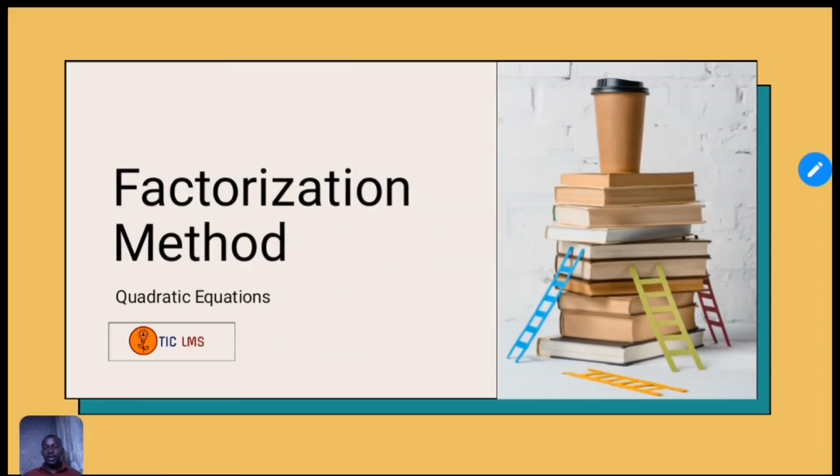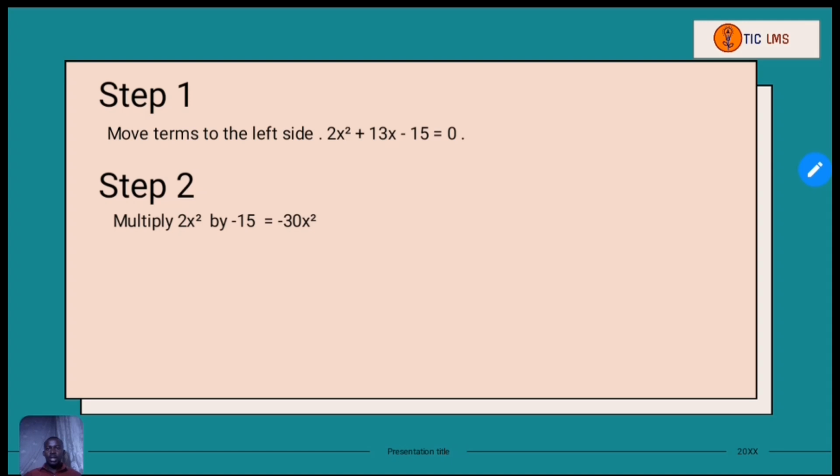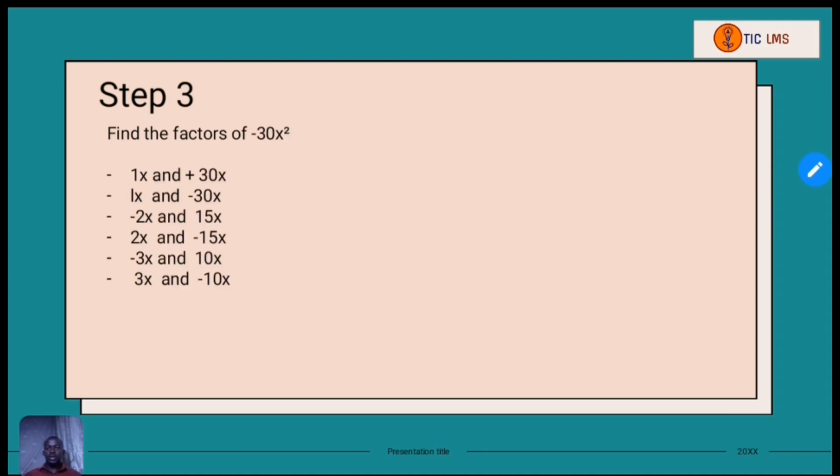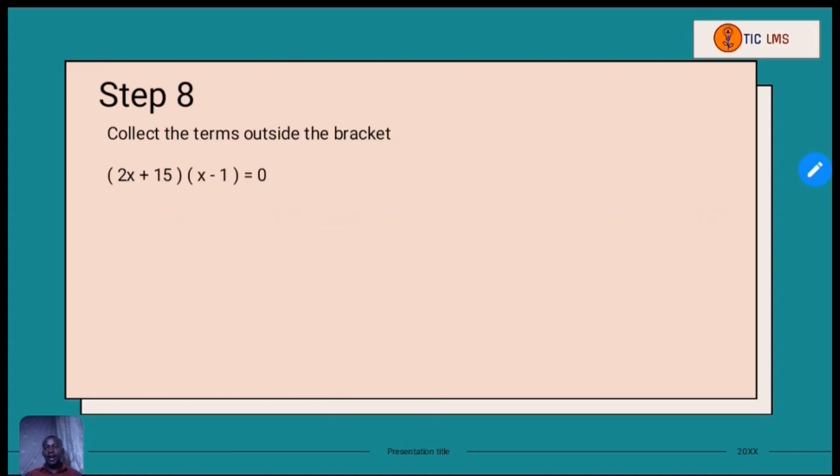In this first module, we shall be taking you through a step-by-step process of solving quadratic equations using several methods. First, factorization method. This method is widely used when you can bring out factors of the equation. Here is an example, and here are the steps that we outlined on how you can solve the problem until you arrive at the solution.